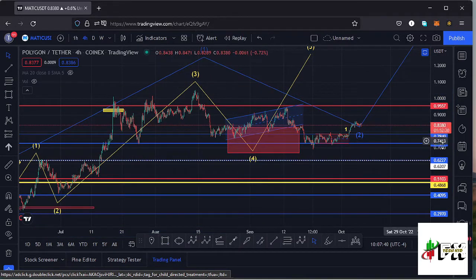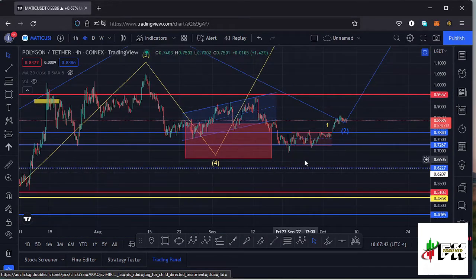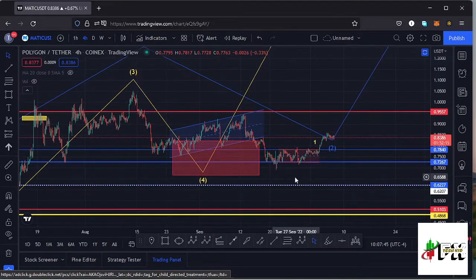and you can see Polygon Matic has continued to respect that movement to the lower side, and I believe we have completed the formation of that fourth wave to the lower side, and soon we are going to see a very nice bounce to the upper side in the formation of a wave 5.